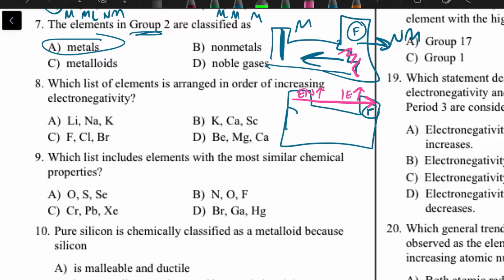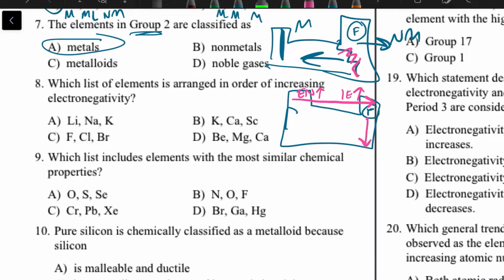Electronegativity is the want or the affinity for electrons. The closer you are to getting that full shell, the more you want it, the more electronegative you are. Ionization energy is the energy to remove an electron. The closer you are, the more you want an electron, the more difficult it is to take that electron. So therefore, electronegativity and ionization energy do the same thing.